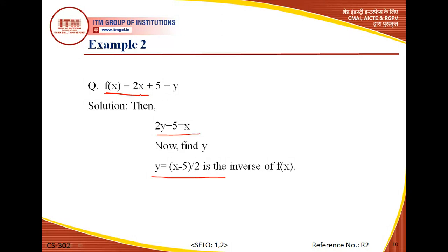So it would be x is equal to (y minus 5) by 2. So this x would be the inverse. So it would be f inverse of y is equal to (y minus 5) by 2. Okay, from this particular step only you can find the inverse.